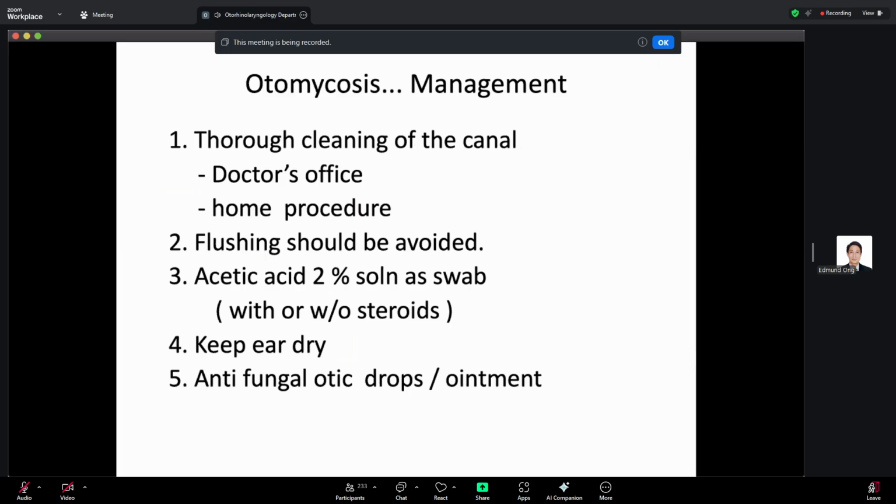So with otomycosis, you need to clean. Aural toilet is very important in treating otomycosis, aside from giving the proper medication. You can use acetic acid as a medication and antifungal otic drops. Okay? So keep the ear dry at all times if possible. With otomycosis, aside from aural toilet, you give the medications geared toward fungal infection. Next slide.